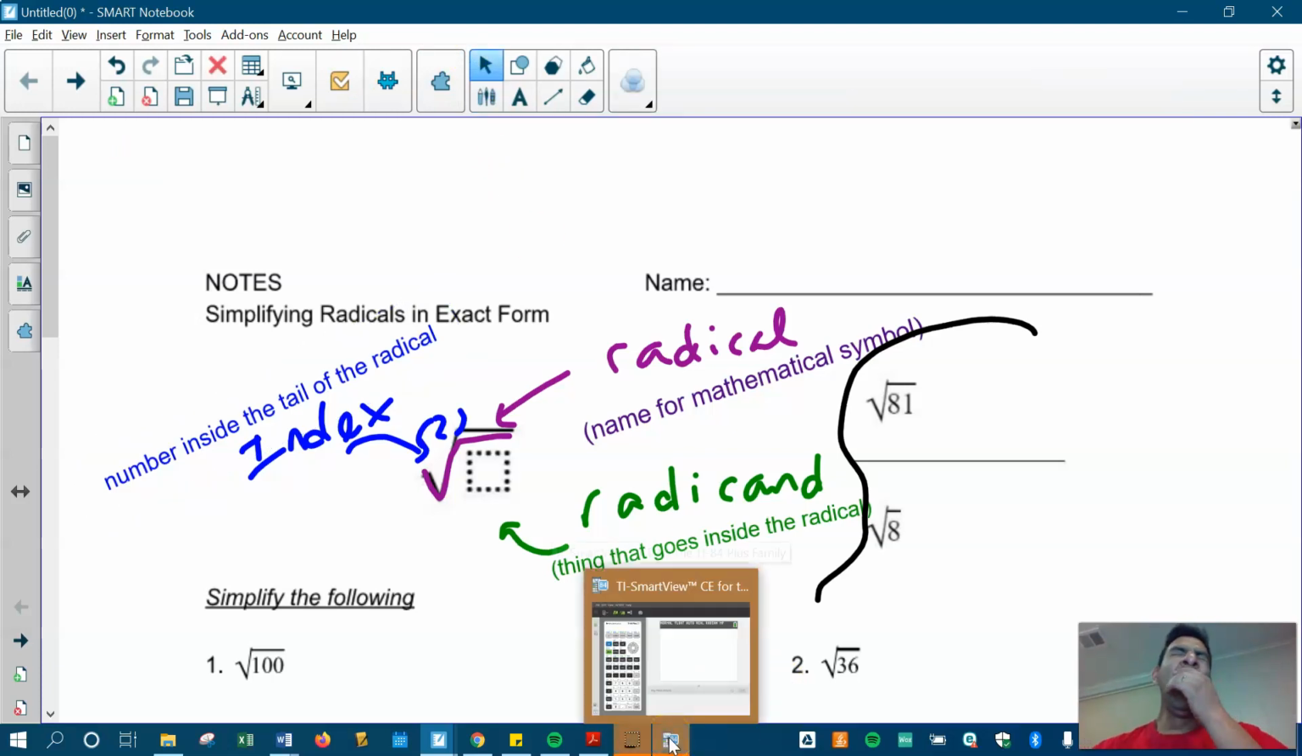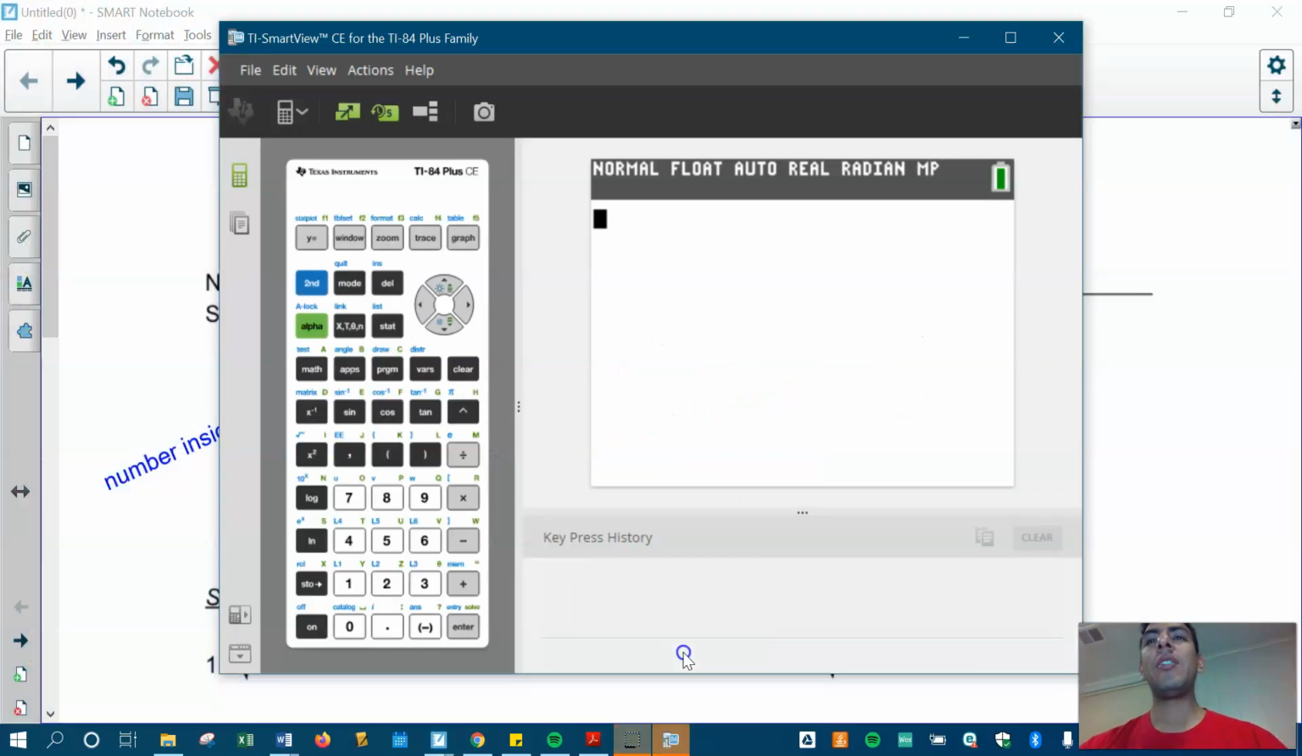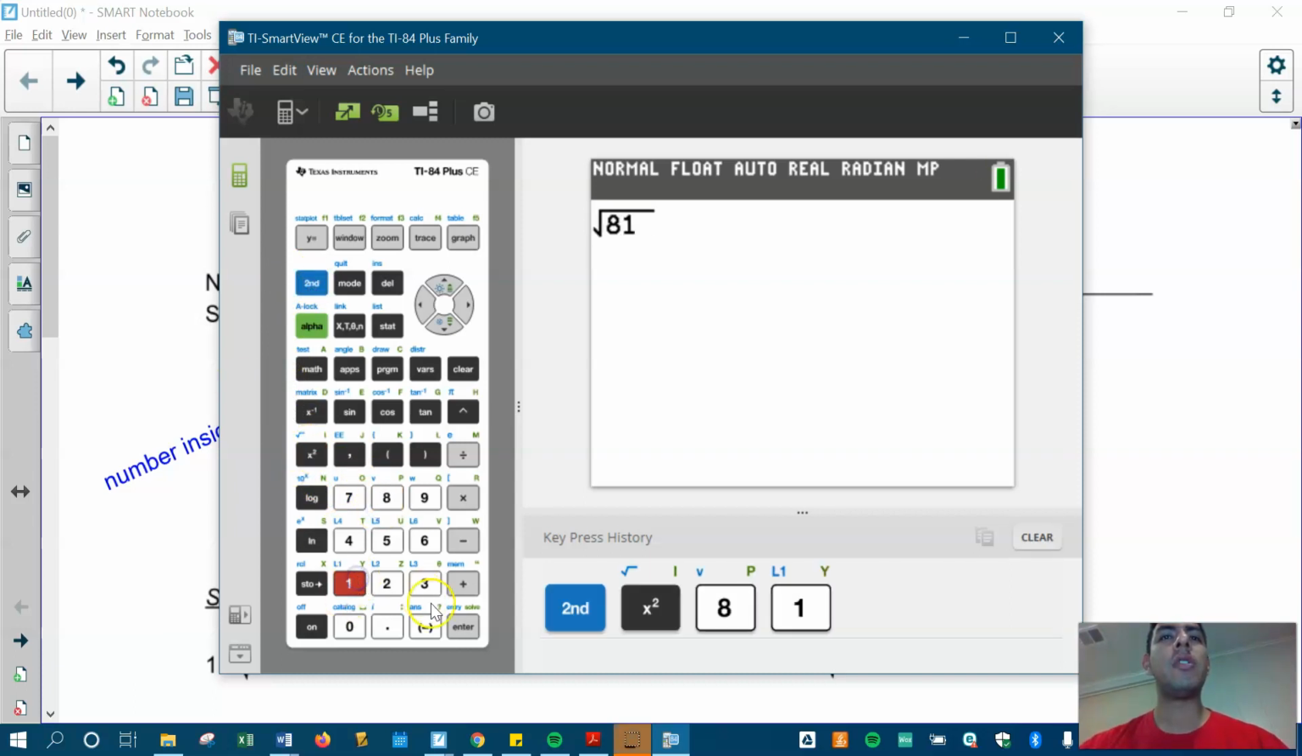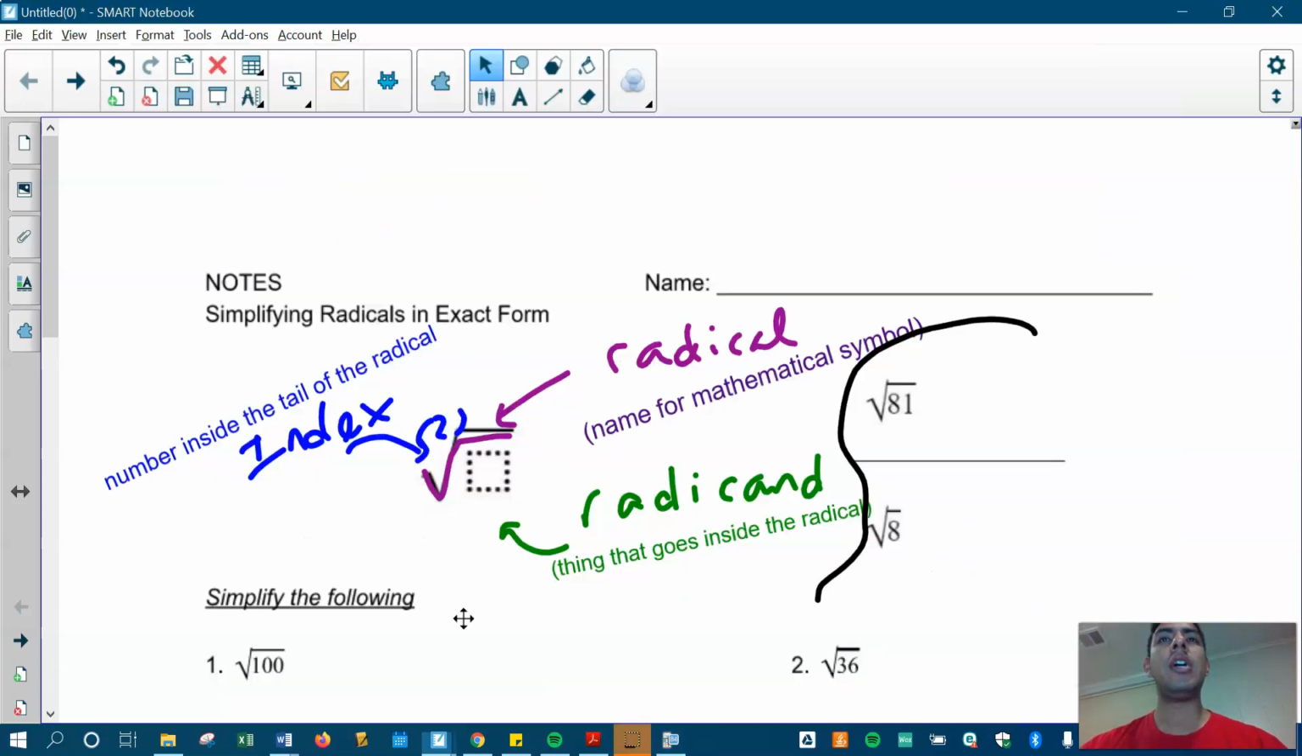Oh gosh, I'm sorry. It looks like the calculator is ready to roll, so let's go ahead and type in square root of 81 and see what the calculator gives us. Square root of 81 is, enter, 9. So square root of 81 is 9.